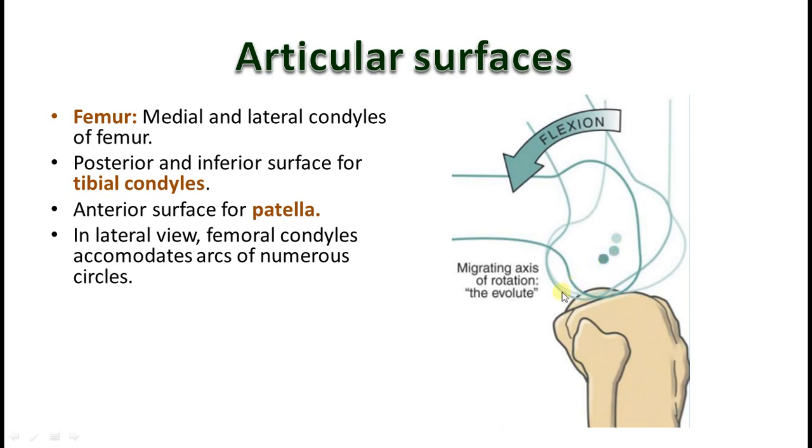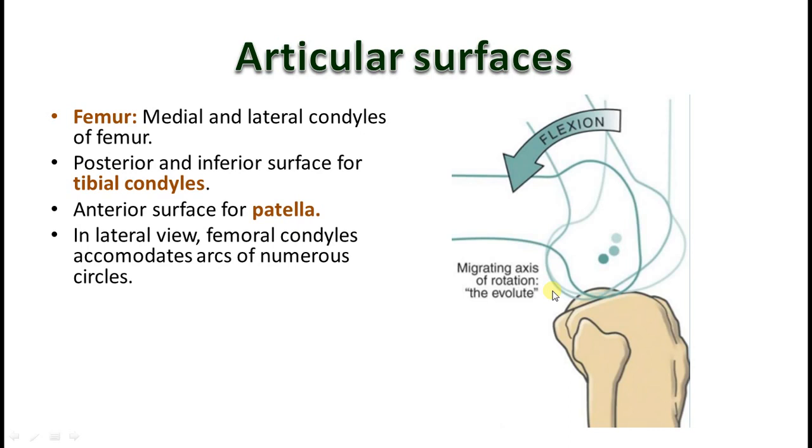This is actually called the evolute of profile. The same description of evolute of profile you can see in one more condyloid type of joint, your temporomandibular joint in the head and neck. That is also a condyloid variety. Through this evolute of profile, the axis shifts forwards and then backwards during flexion and extension. So during flexion and extension, the axis is shifting forwards and backwards through the arcs of numerous circles, and that is why I already mentioned that this joint is a modified hinge variety.